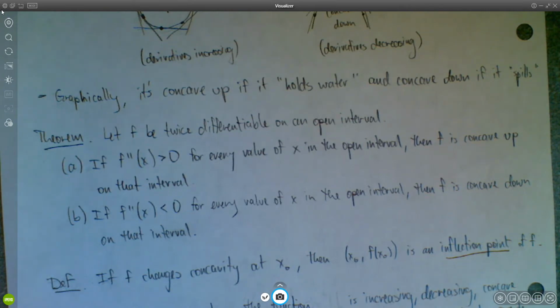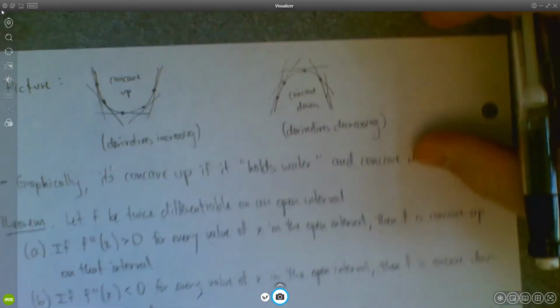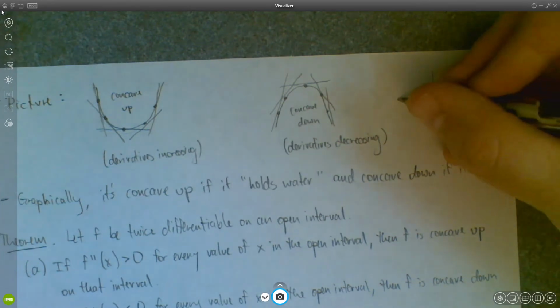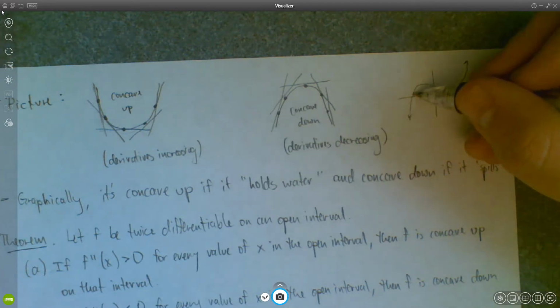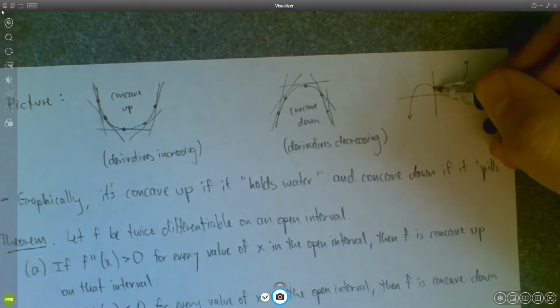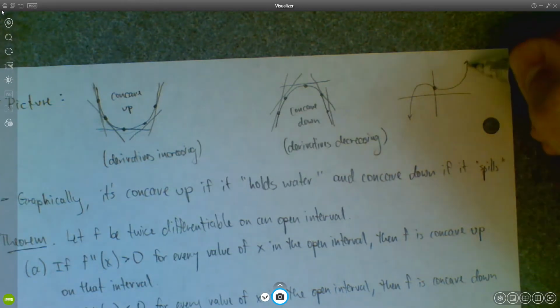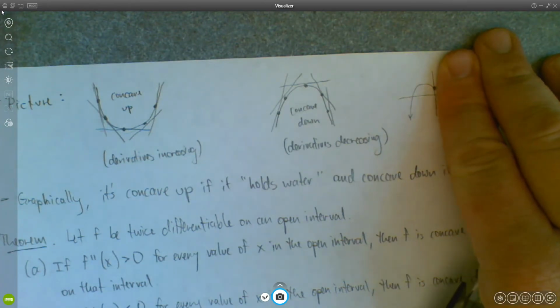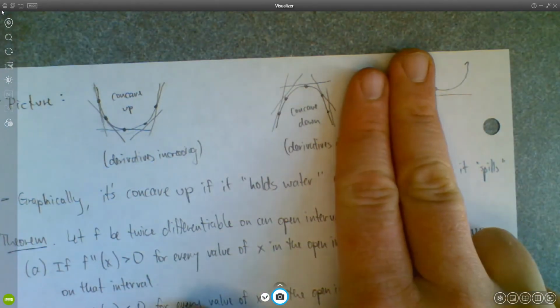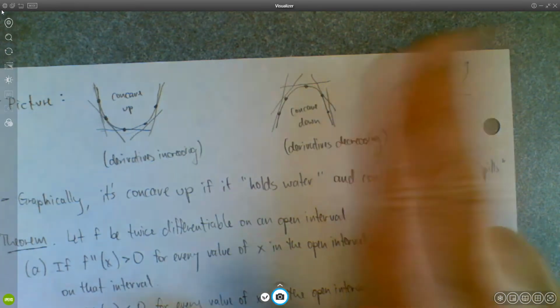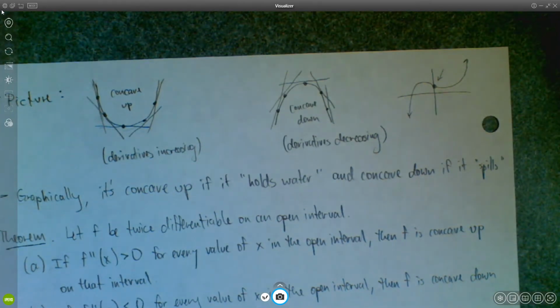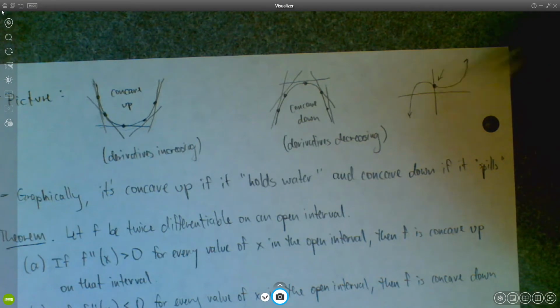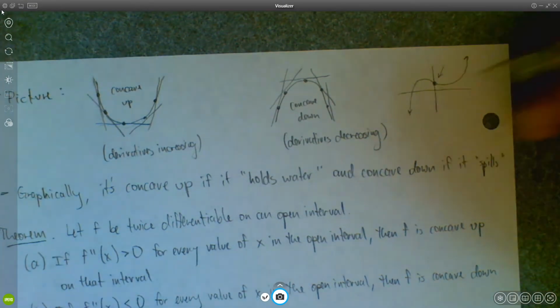Now, I should point out that functions usually aren't just strictly concave up or concave down. Usually, right, you can have situations like this where maybe you're concave down until you reach that point right there, and then it seems like you're concave up after that, right? If you imagine just this half of the graph, it looks concave down, you're spilling water. If you look at this half of the graph, then it looks like it's concave up, right? You hold water. And so this point right here, where you change from concave down to concave up, that's called an inflection point. Okay, that's an inflection point.